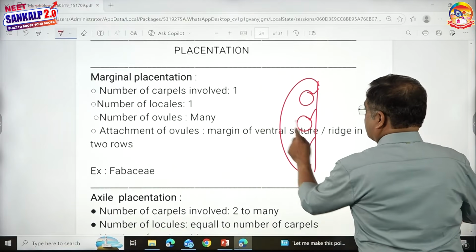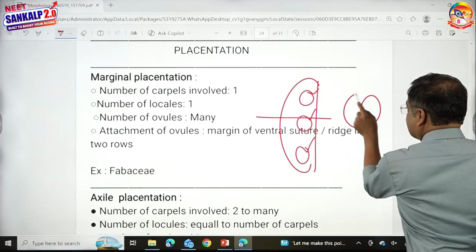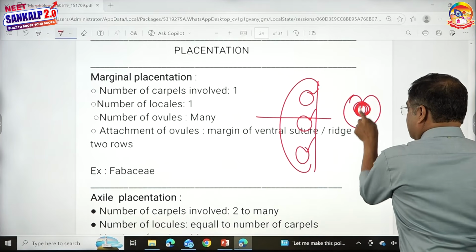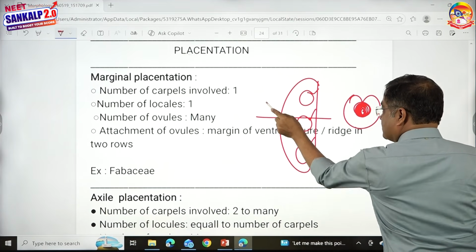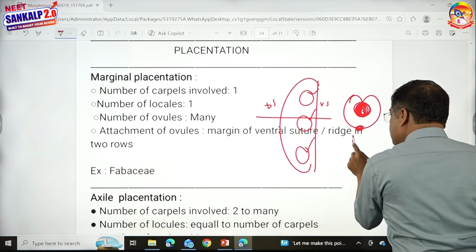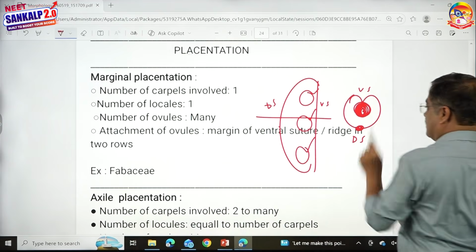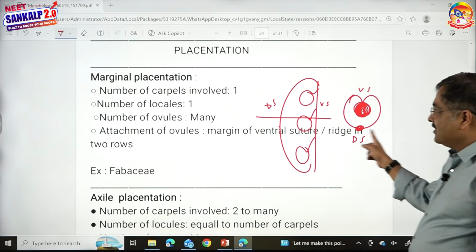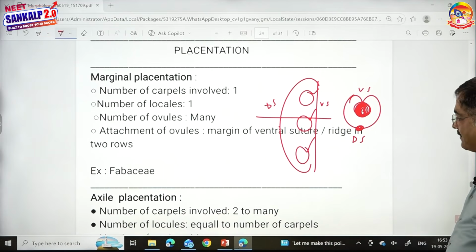How is the transverse section of this? It looks like this. Yes or no? Yes. So then what is this suture? This is the dorsal suture and this is the ventral suture. This is how it looks with regard to marginal placentation.